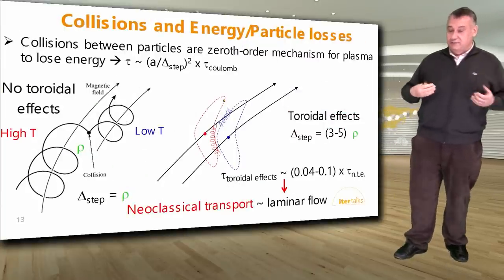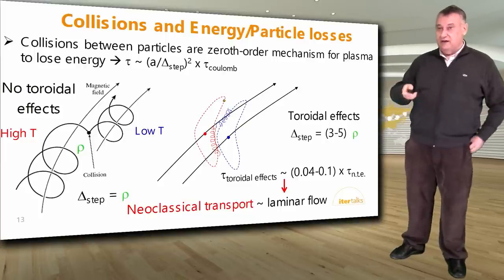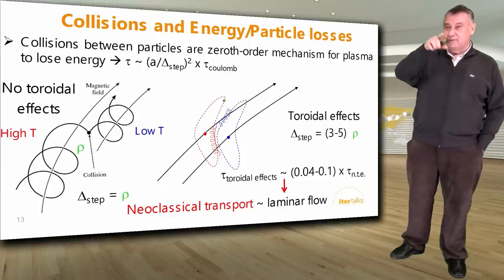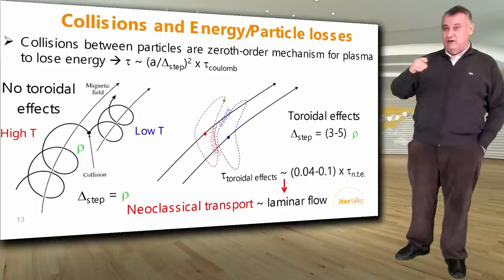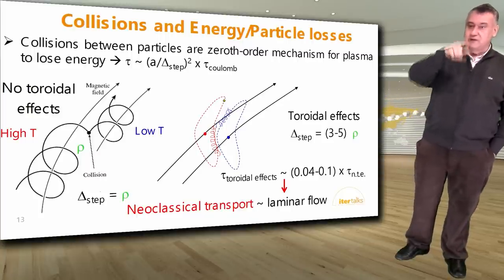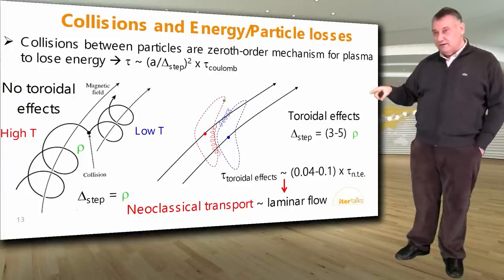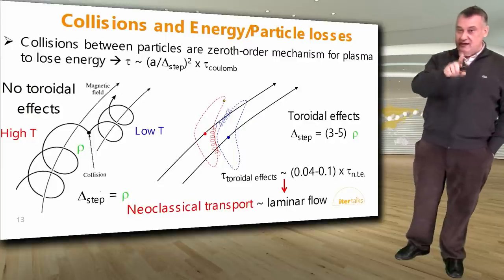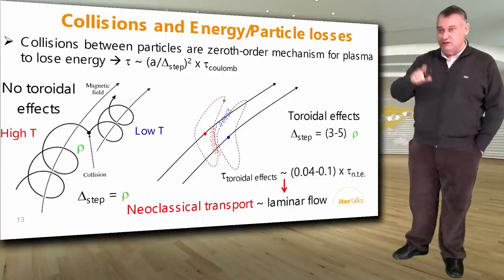The way plasmas lose energy is through collisions. We have a plasma in a magnetic field, shown on the left side. A particle orbits in a high temperature region, on the left, and then it has a collision with another particle. It moves with its own Larmor radius, the green arrow, and then jumps to another field line with a low temperature, and follows its own orbit. This is the way energy is transferred from the high temperature region to the low temperature region.